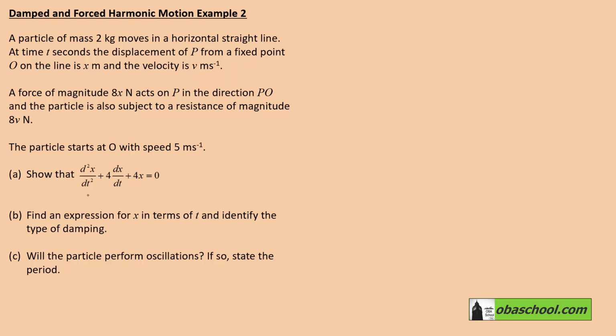We want to show this differential equation. So this is very similar to the first example. It's just the force is different. So if this is O and at some time our particle P is here, this is x, and d2x dt squared is measured to the right if x is to the right. But the force is resistive, and that force is 8x and 8v in this case.